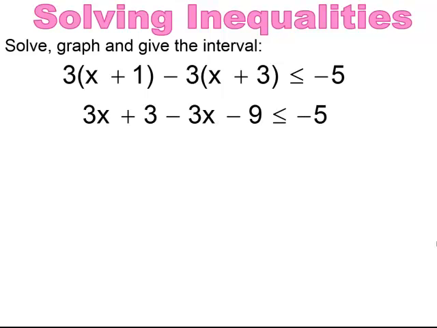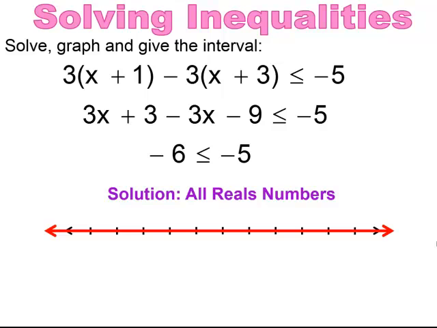So you do the distributive property, you combine like terms, and you get a statement that is true, and because the statement's true, our solution is all real numbers, the number line would be shaded in, and the interval notation is negative infinity to infinity.